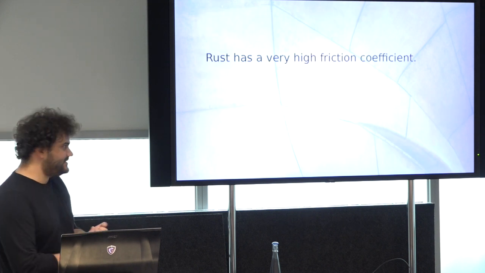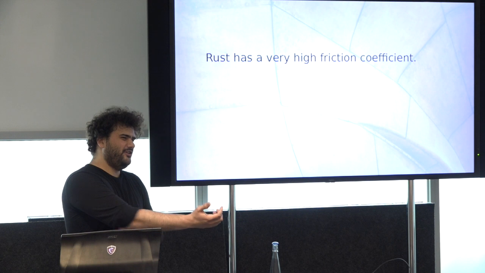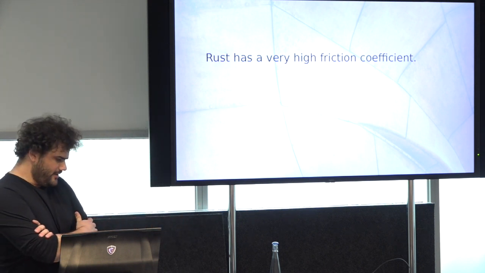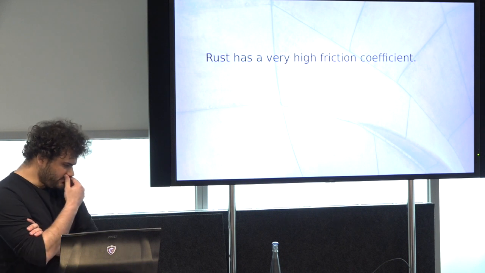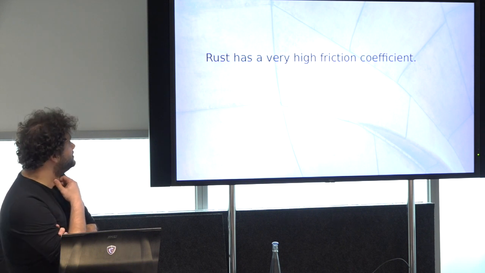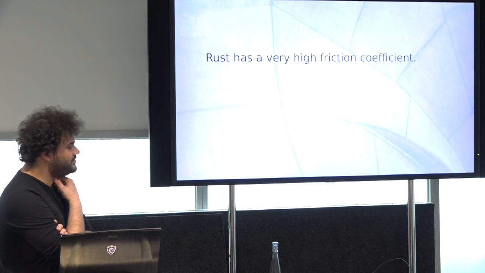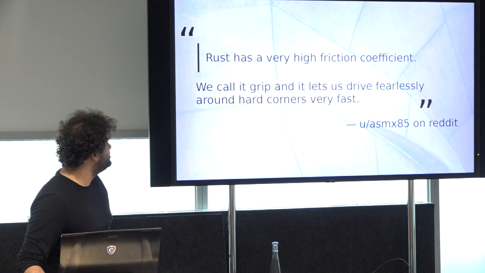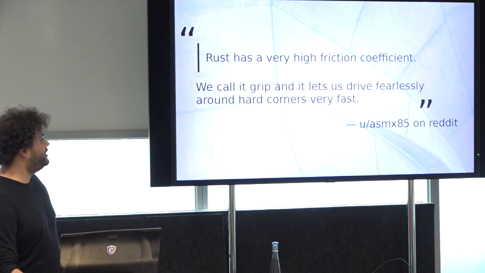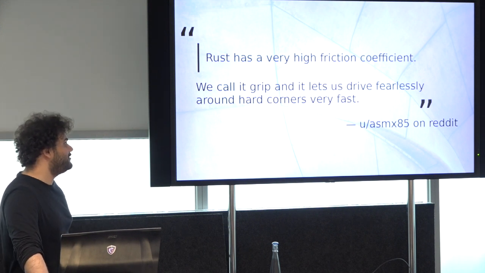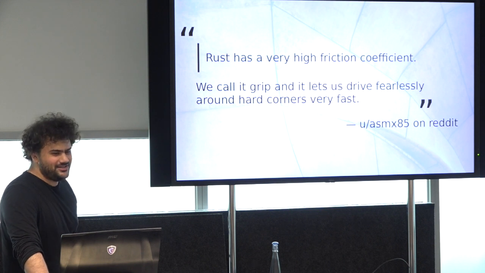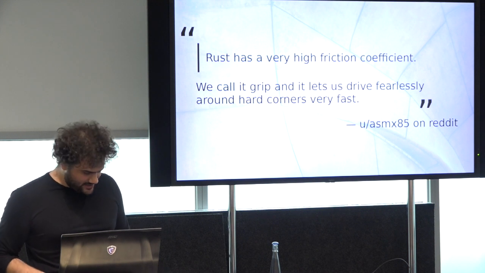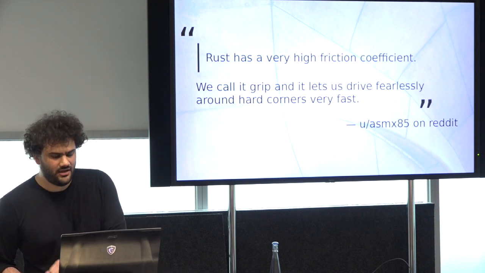You might say that, okay, we saw a lot of errors today, right? And you will see a lot of errors if you actually start using Rust. Someone on Reddit said, Rust has a very high friction coefficient. And one of the best responses that I saw was this one: we call it grip, and it lets us drive fearlessly around hard corners very fast, because it will make sure that you will not mess up, right? Yeah, that's basically all I have to say.